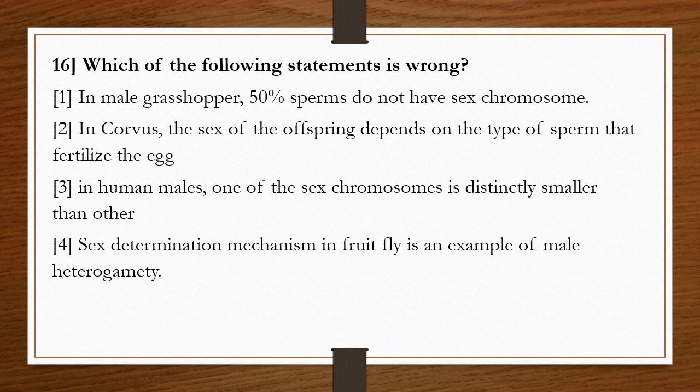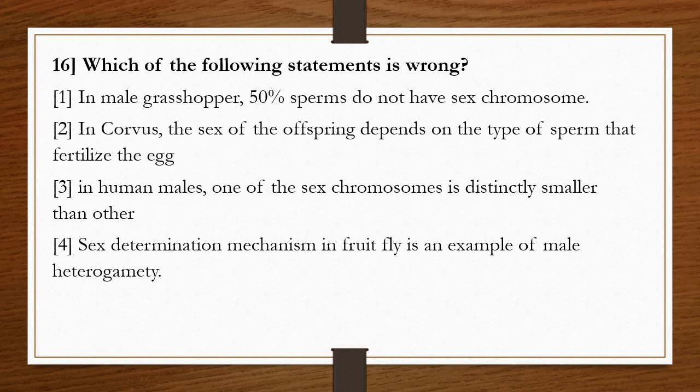Question number 16. Which of the following statements is wrong? 1. In male grasshopper, 50% of sperms do not have a sex chromosome. 2. In Corvus, the sex of offspring depends on the type of sperm that fertilizes the egg. 3. In human males, one of the sex chromosomes is distinctly smaller than the other. 4.